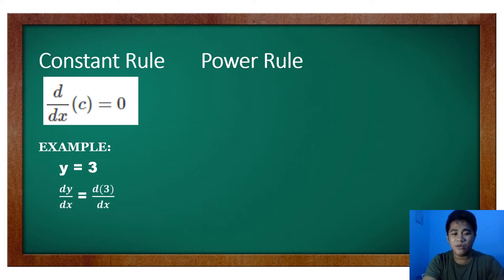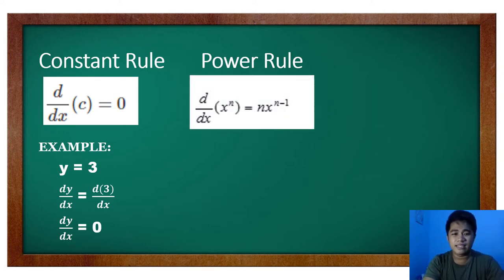So we will have dy over dx is equal to 0, differentiating 3 in terms of x. It's very easy, all right? Whatever the number, that's always equal to 0. So what about the power rule?